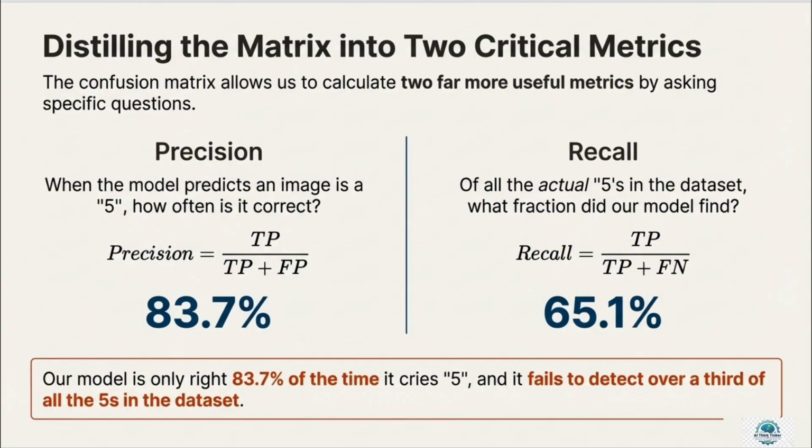Second, recall. This asks, of all the actual 5s in existence, what fraction did we actually find? Here, we divide true positives by all actual positives. The score is 65.1%. This is the shocking reality check. A 96% accurate model actually fails to detect more than one third of all the 5s in the dataset. If this were a cancer detector, detecting only 65% of the positive cases would be unacceptable. These two numbers tell the true story.